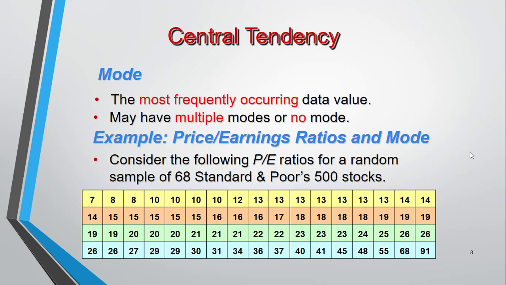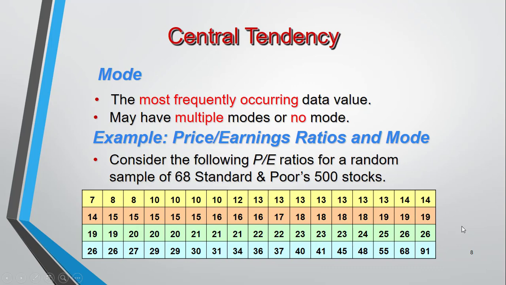Let's look at this P/E ratio data we just looked at. It is a random sample of 68 Standard & Poor's 500 stocks. One company has a P/E ratio of 7, another has 8. Two of them have P/E ratios of 8, and then several have 10. One has 12. Many have 13, etc., up to 91. So what is the mode? Basically, you just have to count to see which one occurs most frequently.